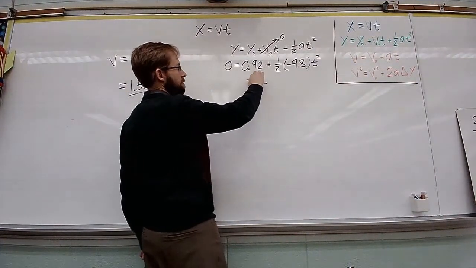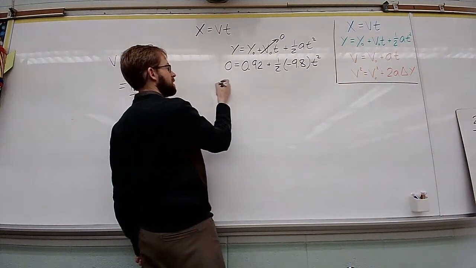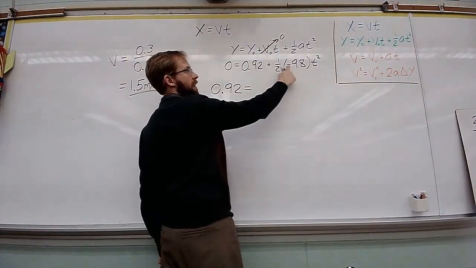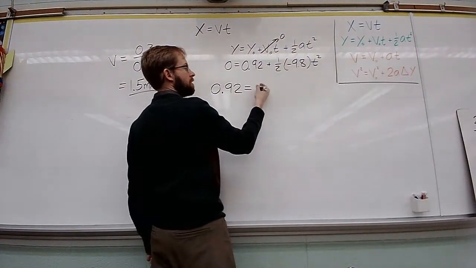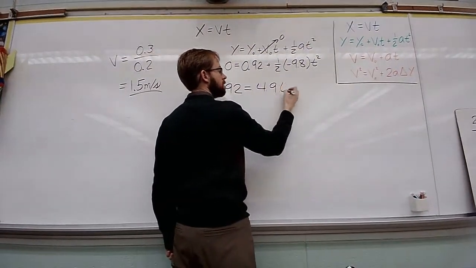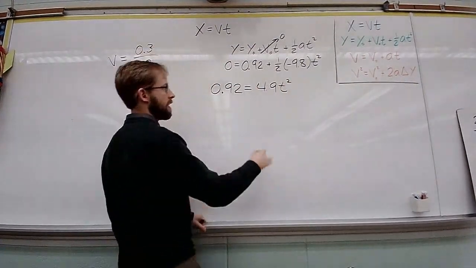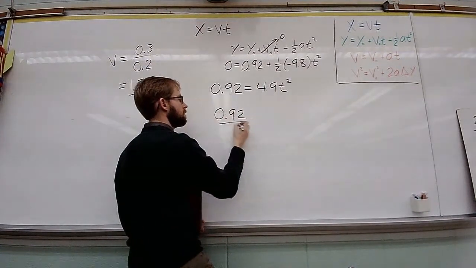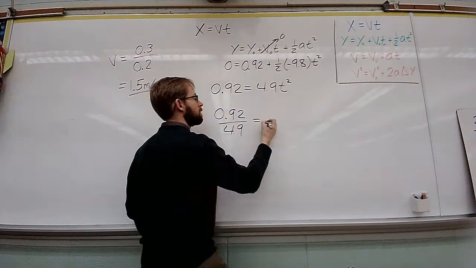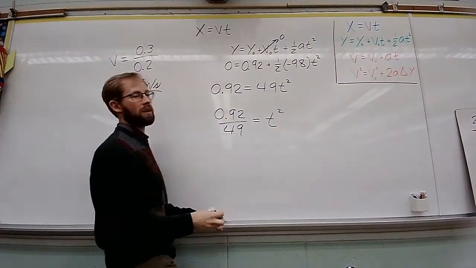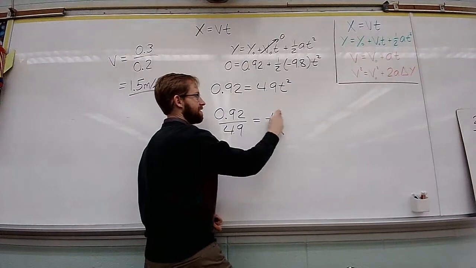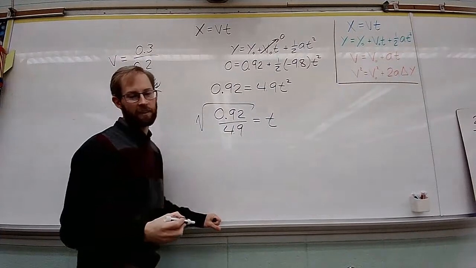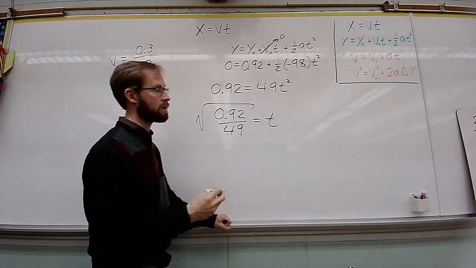If I shift 0.92 over to the other side, it becomes negative. But then that negative is going to cancel out with this negative. 1/2 times 9.8 is 4.9. And then to solve for your time, you divide both sides by 4.9. And of course, in order to get rid of that square, we erase it. But if we erase the square, we got to take the square root of the other side. And that gives us a time of 0.433 seconds.